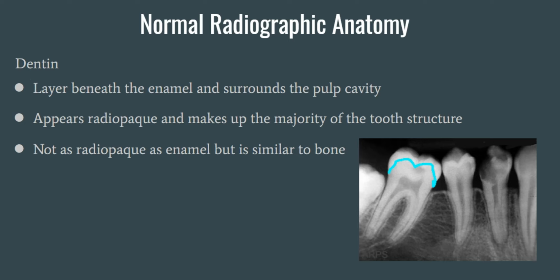And so you can see underneath that bluish line, that's your dentin. So everything above is enamel, and then everything that is down here, that's radiopaque, that is all going to be your dentin.